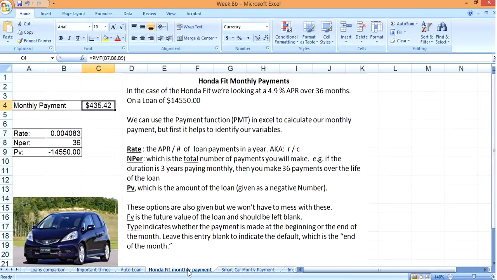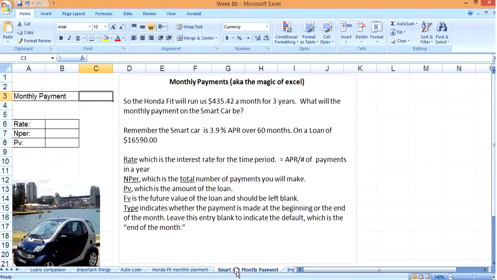Now, what this means is that if you made this payment, $435, every month for 36 months, you would pay back the loan, including the interest that you pay on that loan. Now, you might say to yourself, looking at this $435 monthly payment, well, you know, I graduated and I got a job. It's a good job, but it's not a great job. I don't know if I can afford $435. Maybe I'll go and see what the monthly payment on the smart car is going to be.